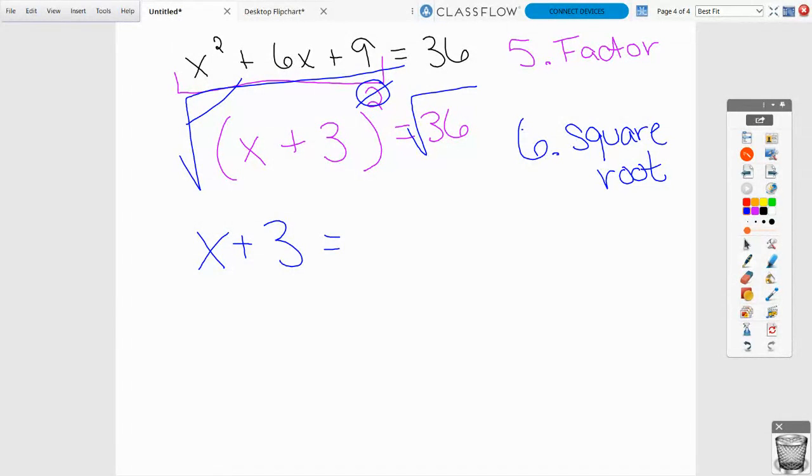Now, be careful, right? We know the square root of 36 is 6, but we added the square root. So we need to have plus or minus 6, a positive 6 and a negative 6.